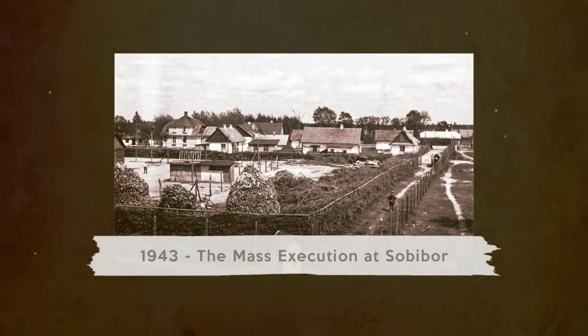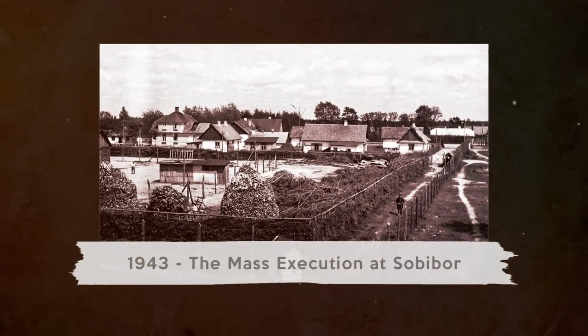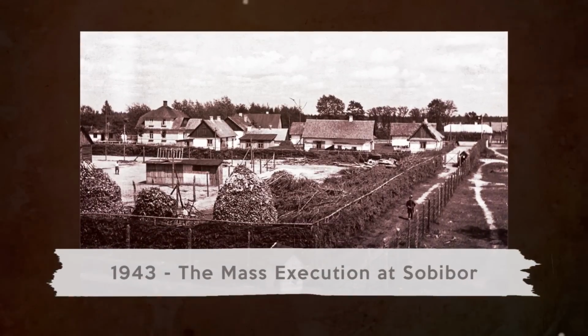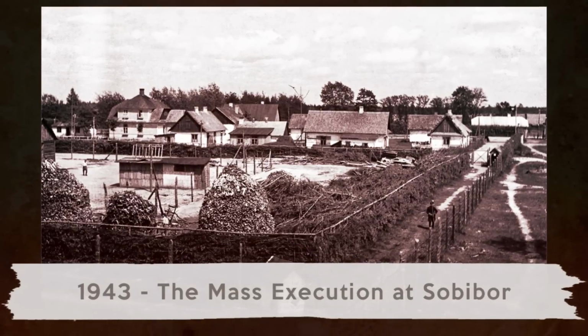1943, the mass execution at Sobibor. In 1943, Nazi forces executed over 250,000 Jews at the Sobibor extermination camp in Poland.